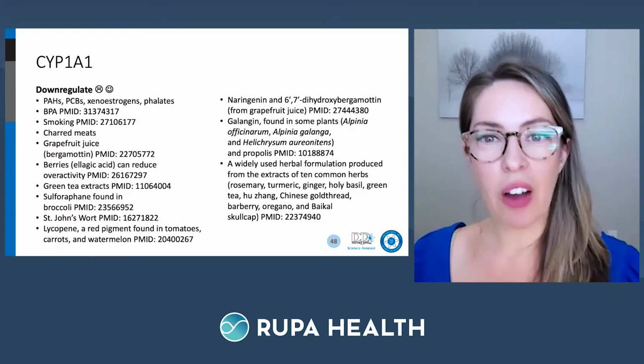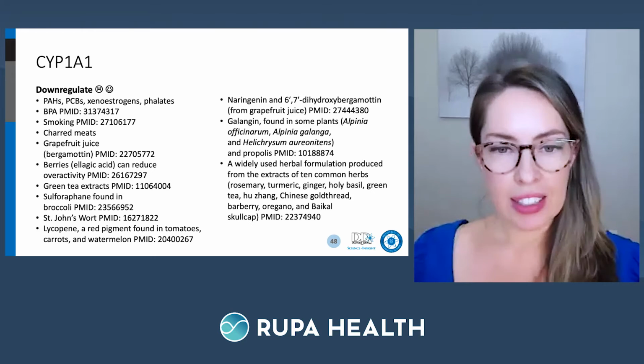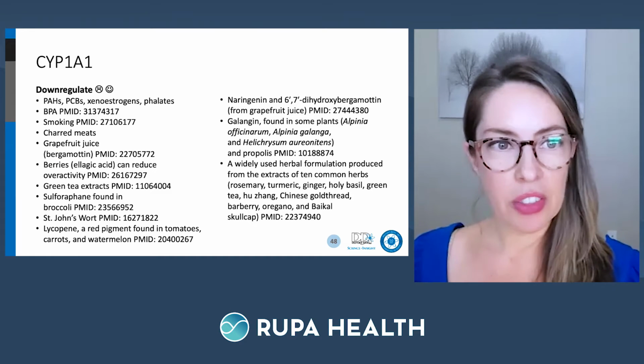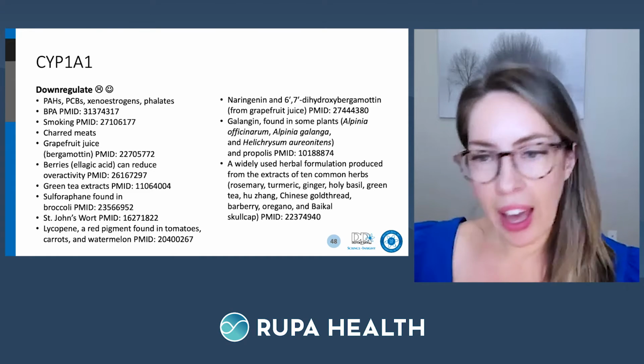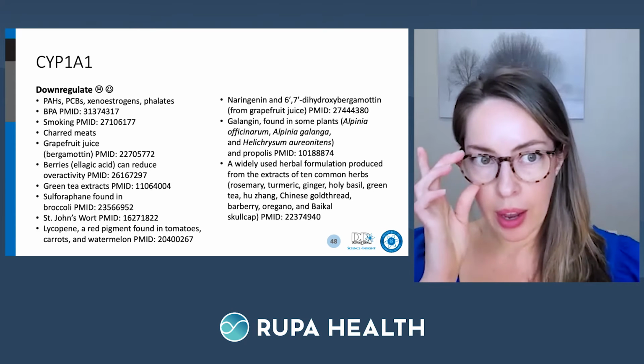This is how you downregulate this enzyme. Interestingly, there are a lot of healthy things on this list. So you might be thinking, why the heck would we want to downregulate CYP1A1?